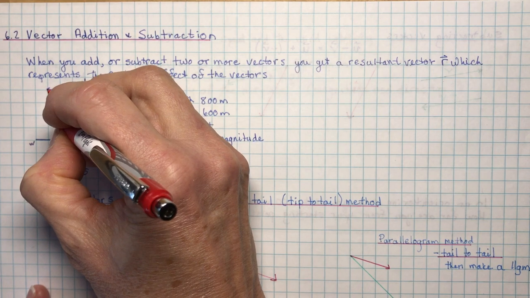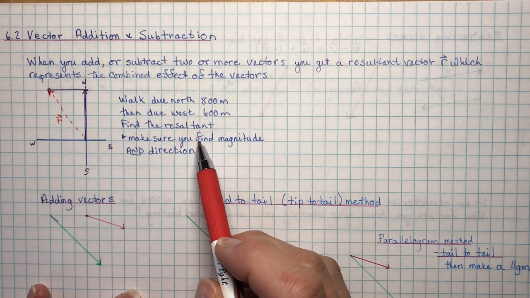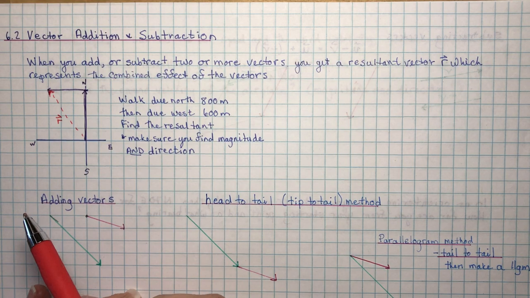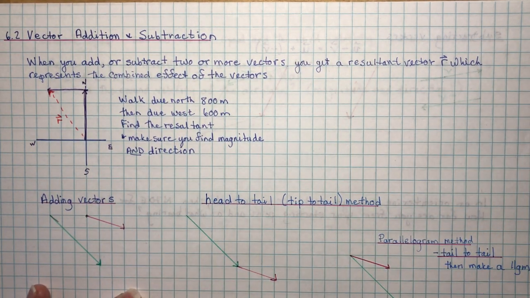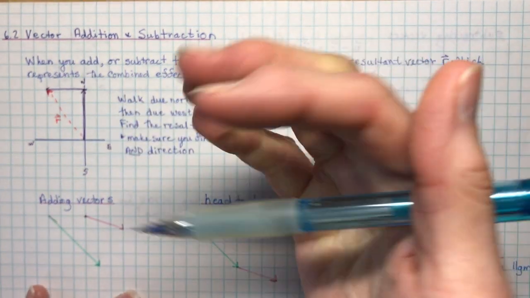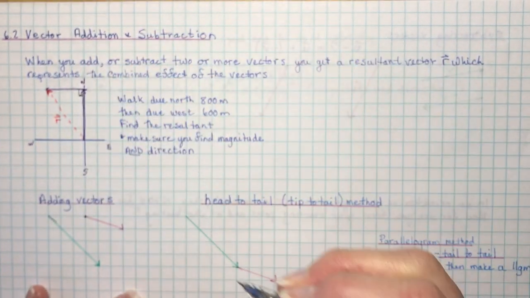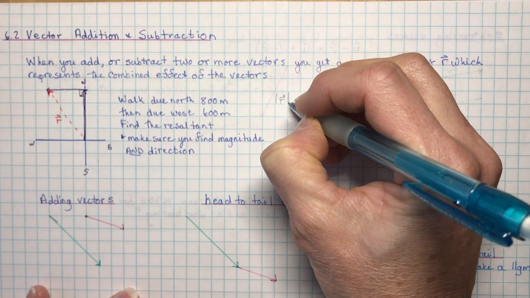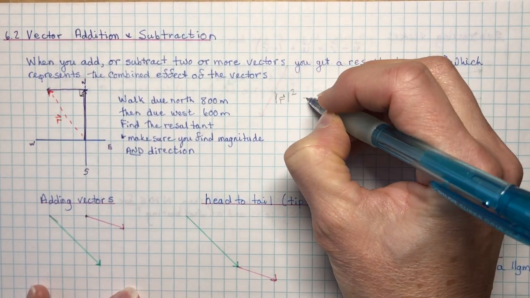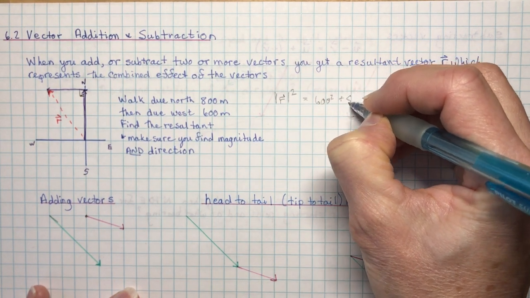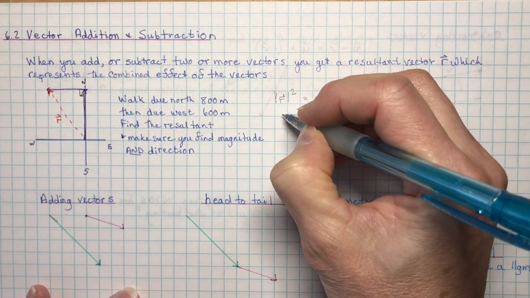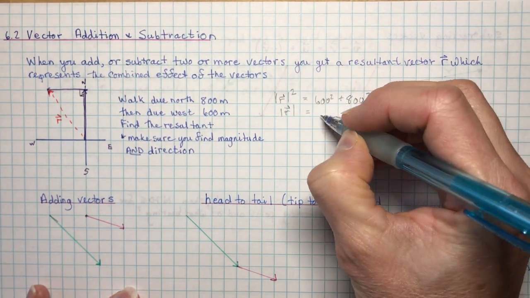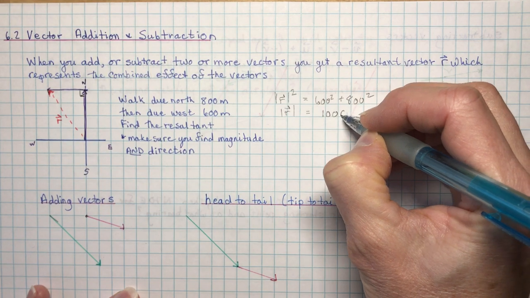Find the resultant. So when you're finding a resultant, you have to find both the magnitude and the direction. So I want to know how far is this? That will be my magnitude. And you probably know how to find the magnitude of this vector because you should know right away that this is a right angle triangle. If I go due north and then due west, I made a 90 degree turn. So that means that the absolute value of the resultant squared is going to be equal to 600 squared plus 800 squared. So all I have to do is Pythagorean theorem here. So the magnitude of the vector comes out to be 1,000 once you take the square root of it, okay?